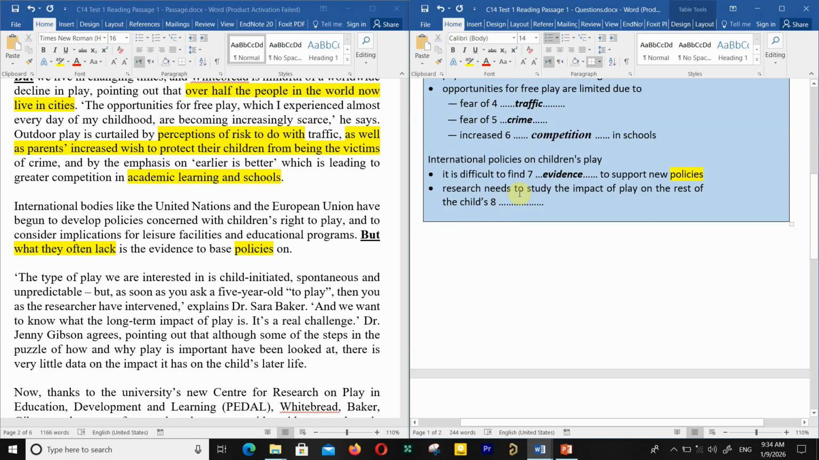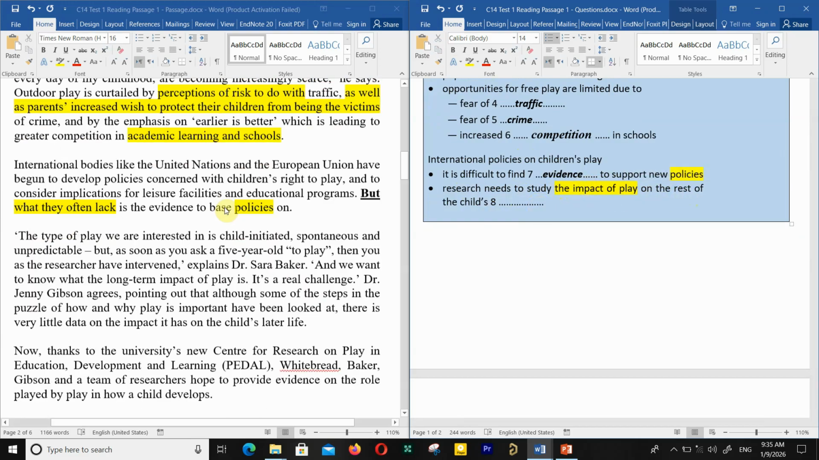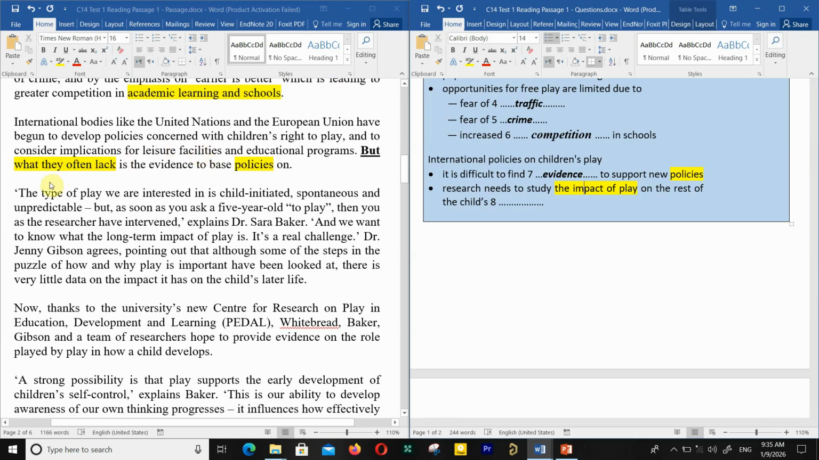Okay, now question number 8. Research needs to study the impact of play on the rest of the child's what? The impact of play, maybe something related to impact. Where it is, impact of play is in child spontaneous and unpredictable, but as soon as you ask a 5-year-old to play, then you as the researcher have intervened, explains doctor, and we want to know what the long-term impact of play is. Impact of play. It's a real challenge.